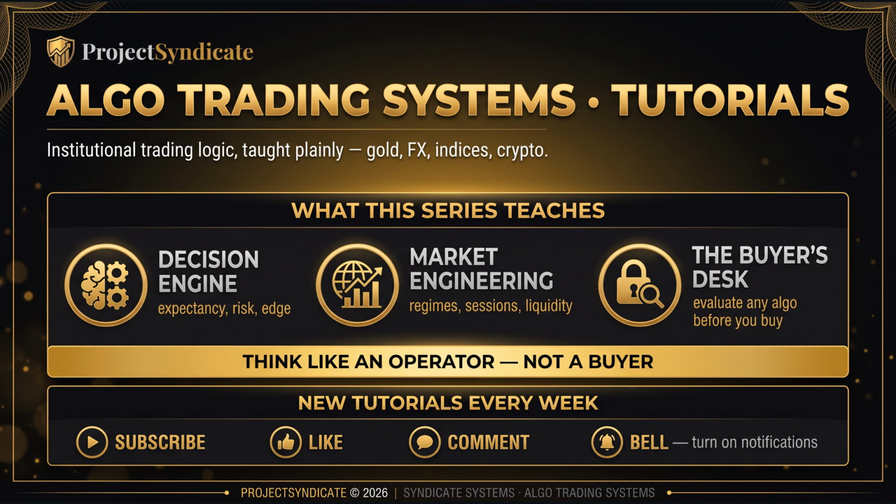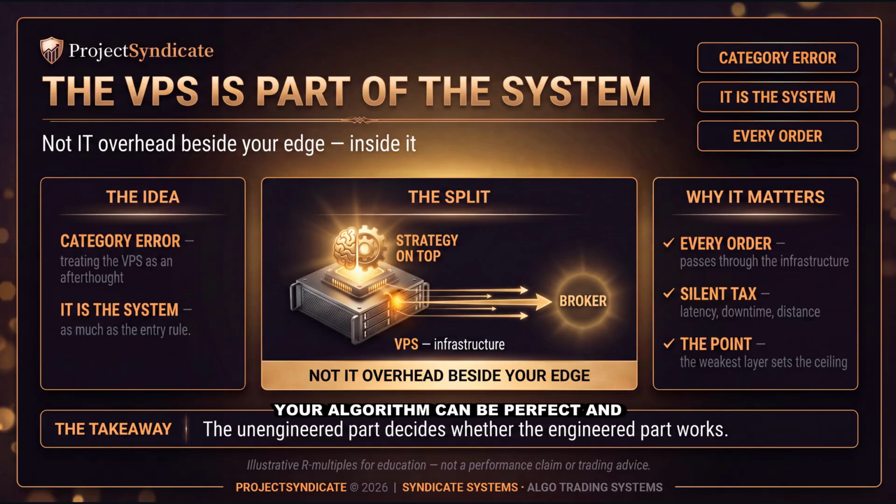Let's begin. Your algorithm can be perfect and still fail, because the machine it runs on is the part nobody engineers. People obsess over the strategy and treat the machine it runs on as an afterthought, a commodity box you rent for a few dollars a month and forget.